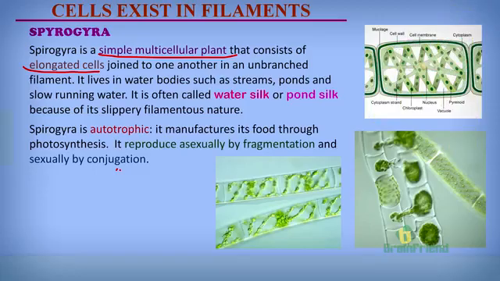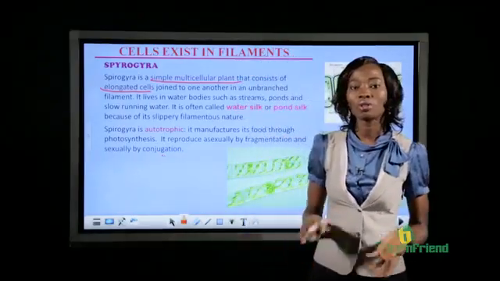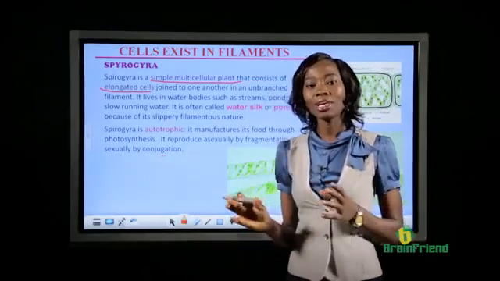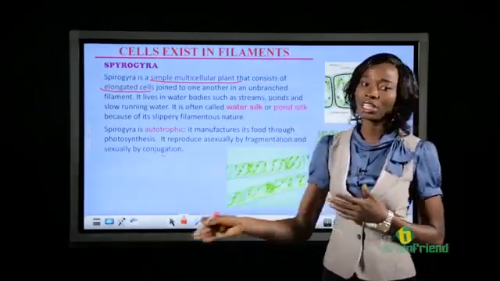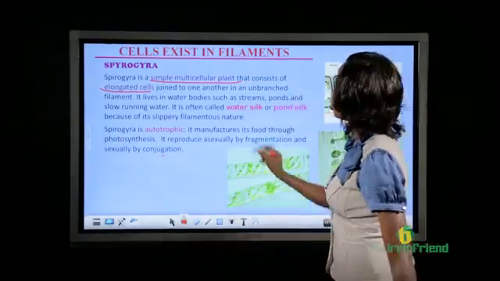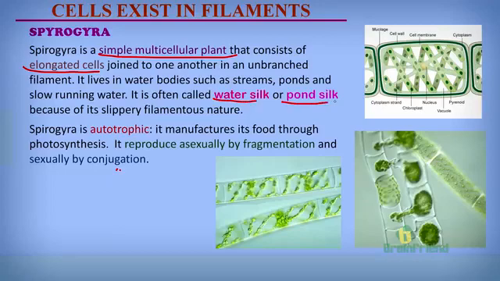Spirogyra commonly lives in water bodies, in streams, ponds, etc. And because Spirogyra is slimy and slippery, and also thread-like with long strands, it is usually called water silk or pond silk. If you've ever seen a greenish, thread-like, slippery substance inside a water body or stagnant water, that is a Spirogyra. Spirogyra is autotrophic. Of course, it is a plant, so it should be able to manufacture its food through photosynthesis. It reproduces asexually by fragmentation.